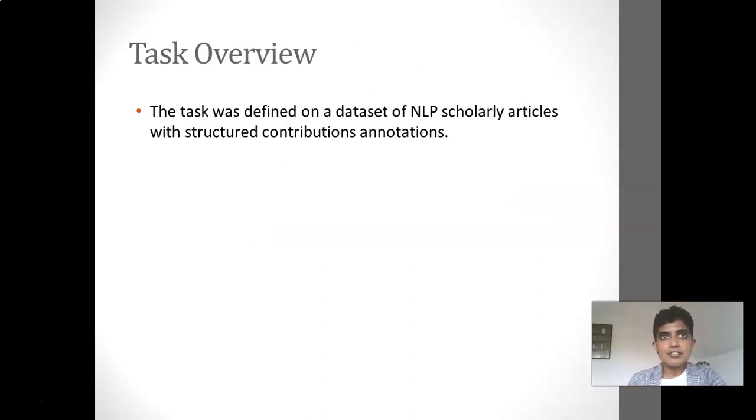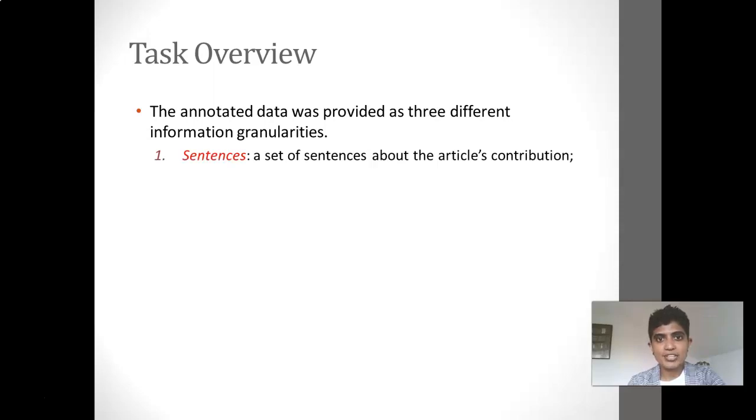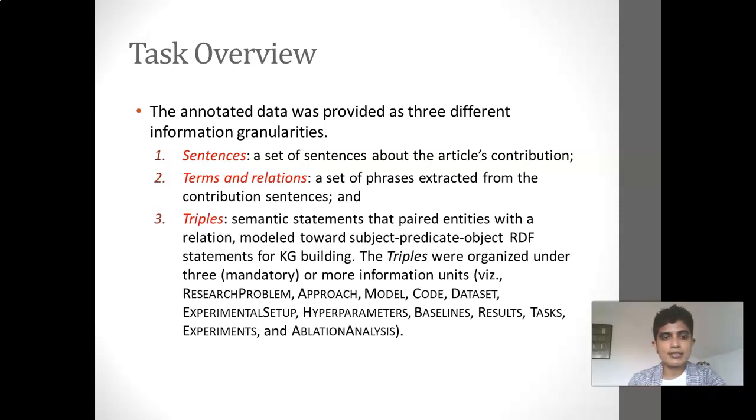So, the task was defined on a dataset of NLP scholarly articles with structured contributions annotations. The annotated data was provided as 3 different information granularities, including sentences, which were a set of sentences about the article's contribution, terms and relations, which were a set of phrases extracted from the contribution sentences, and triples, that were semantic statements that paired entities with a relation modeled towards subject, predicate, object, RDF statements for KG building.